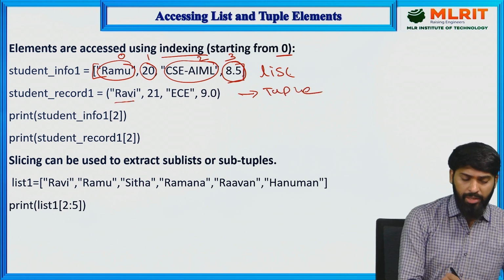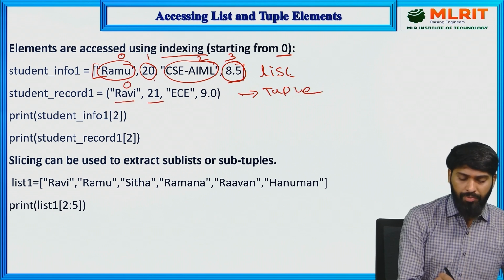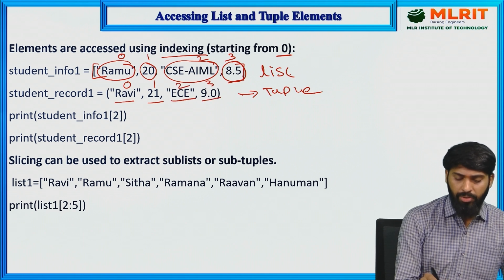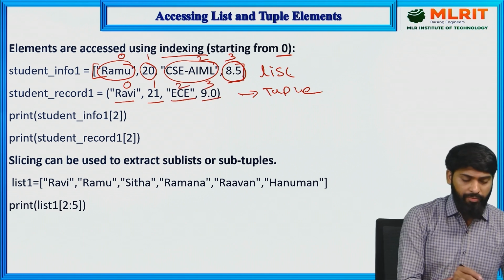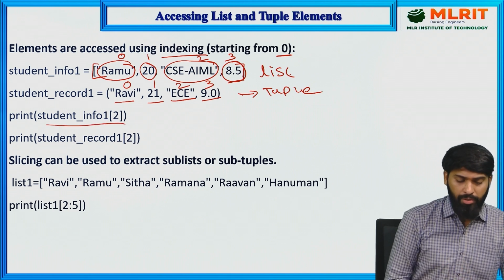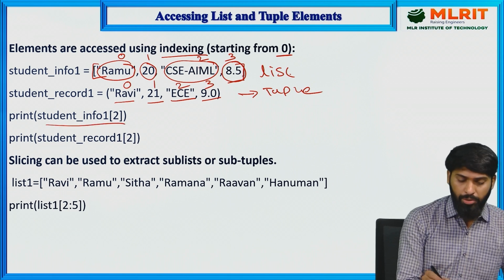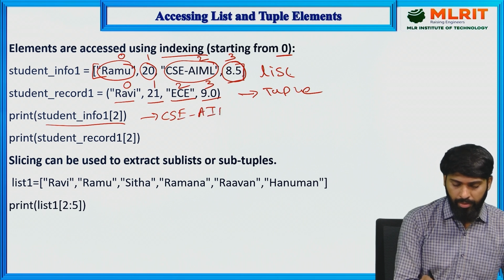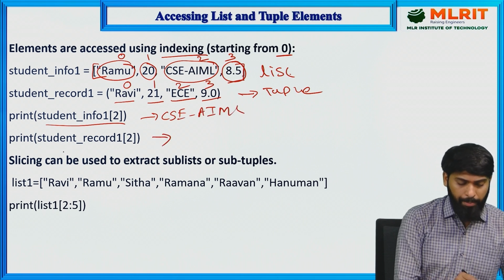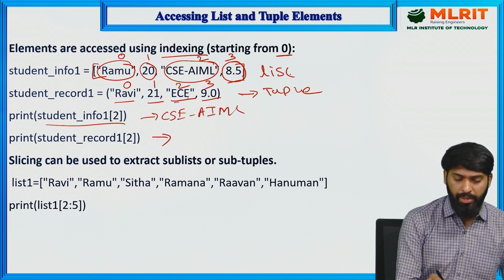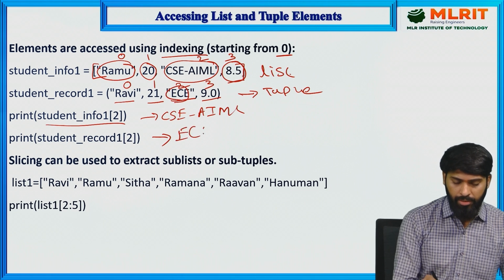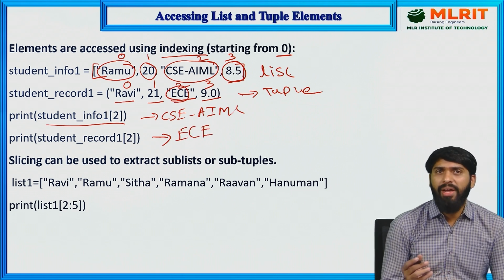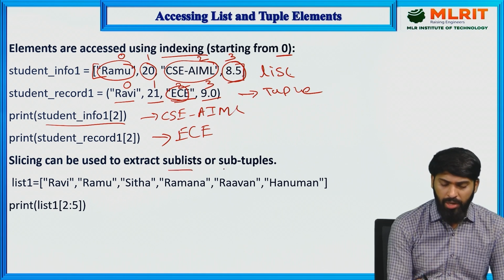Now Ravi is index 0, 21 is index 1, ECE is index 2, 9.0 is index 3. Now if I print student info 1 of 2, what is the 2 here? CSC AIML. Similarly, if I print student record 1 of 2, now it prints EC. So we use slicing to extract sublists or subtuples.